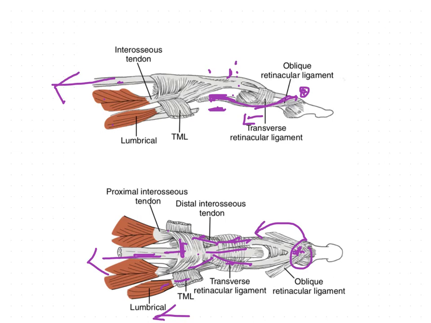In this session we have discussed the structure of the extensor mechanism and the extensor mechanism's influence on the MCP joint, the PIP joint, as well as the DIP joint. In the next session we are going to discuss some studies or coupled actions of these DIP and PIP joints. Thank you.